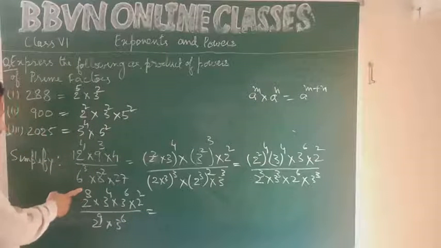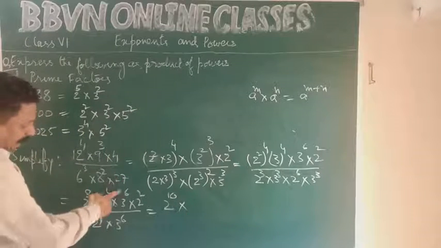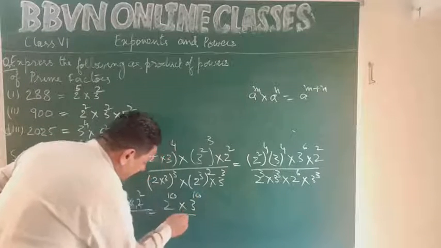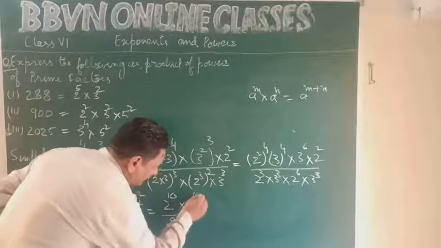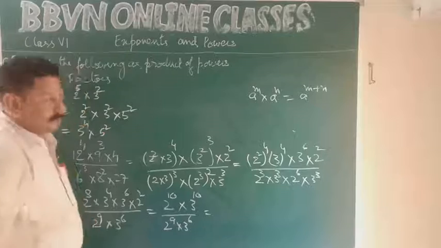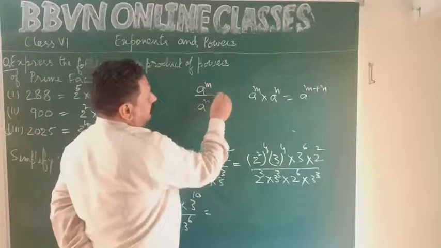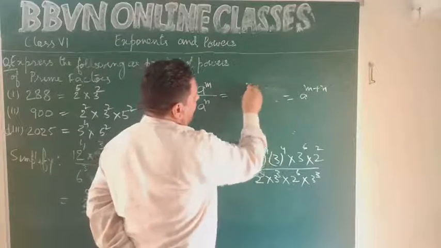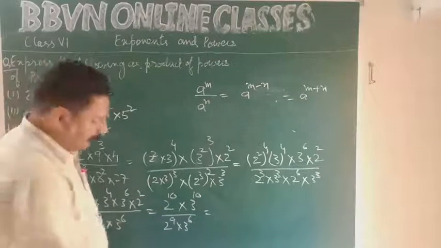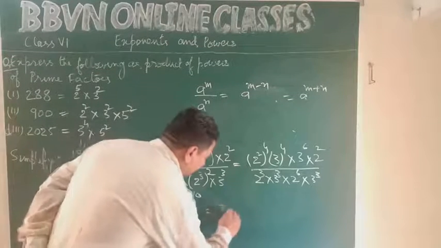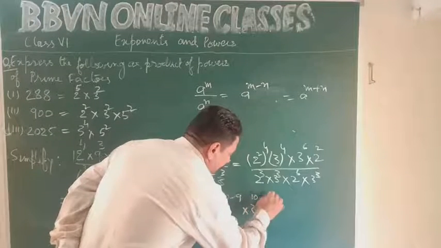Same happens in the numerator. 2 power 8 and 2 power 2 becomes 2 power 10. 3 power 10 upon 2 power 9, 3 power 6. Now we know that a power m divided by a power n will become a power m minus n. So 2 power 10 divided by 2 power 9, if I have to shift this in the numerator, it becomes 2 power 10 minus 9. 3 to the power 10 minus 6.